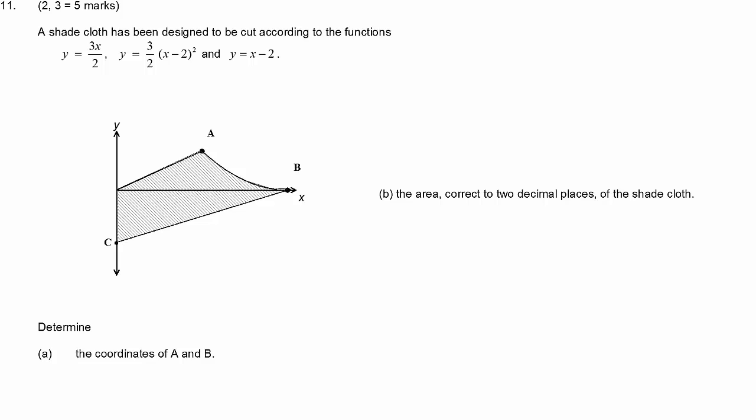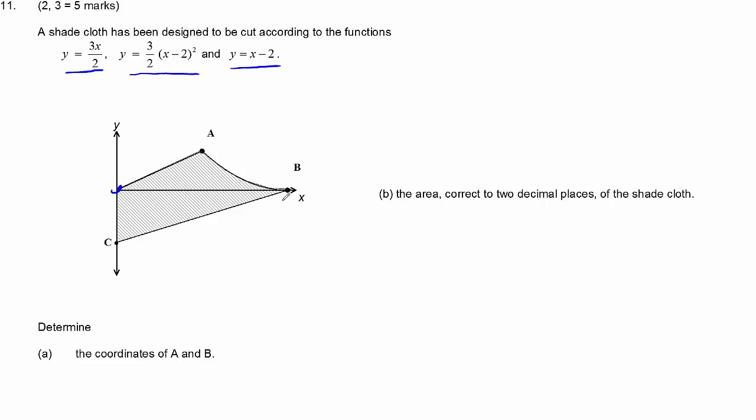A shade cloth has been designed to be cut according to the functions shown here. So, we want to determine the coordinates of A and B. This line must be the one that goes to A. This one is the only curve there. And y equals x minus 2. Now you could just draw them all on your calculator and solve to find the coordinates of A and B. That's not a problem.